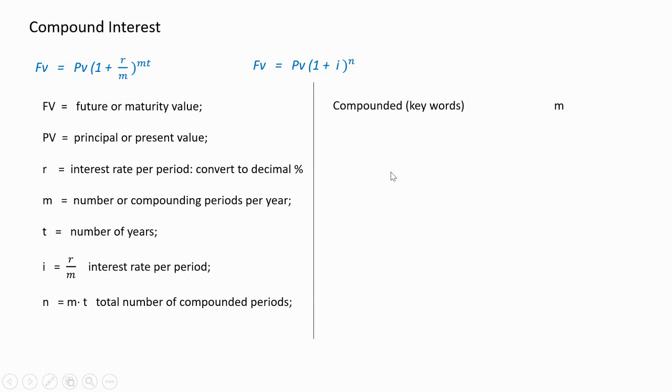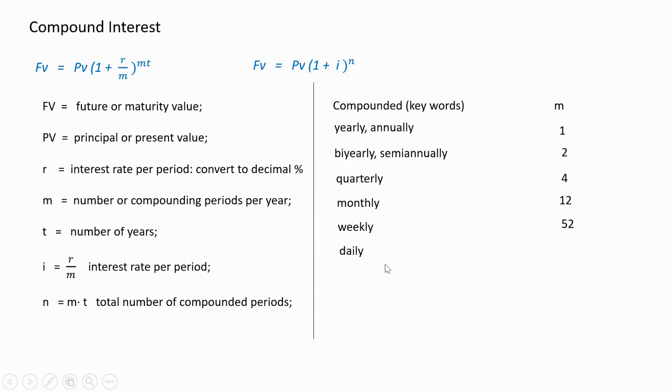Now, here are the key words for compound, because this is where a lot of students make mistakes. They don't know what the M is, because the word problem will say different words, which means different compounding. These are the key words for compound, and this is the value for M. If it says yearly or annually, M is equal to 1. If it says bi-yearly or semi-annually, M is equal to 2, meaning twice a year. If it says quarterly, M is equal to 4. Monthly, M is equal to 12. Weekly, M is equal to 52, because there are 52 weeks in a year.